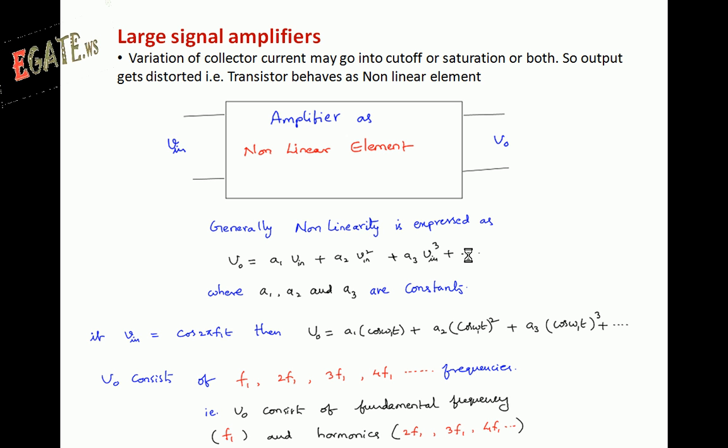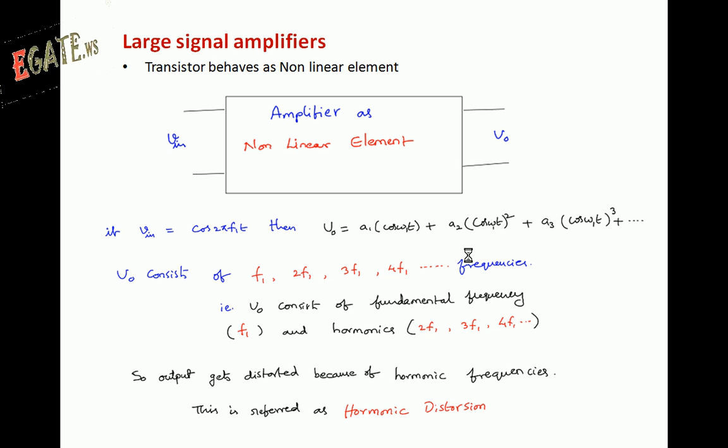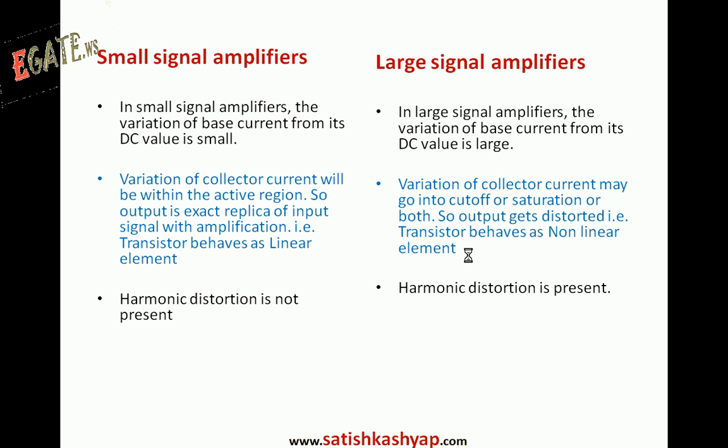This type of distortion due to harmonic frequencies is called harmonic distortion, which is present in large signal amplifiers, which is not found in small signal amplifiers. This is one more very important difference. So in a large signal amplifier the output gets distorted because of harmonic frequencies. This is referred to as harmonic distortion. So apart from the previous differences, the other difference is that harmonic distortion is present in large signal amplifiers, whereas harmonic distortion is not present in small signal amplifiers.